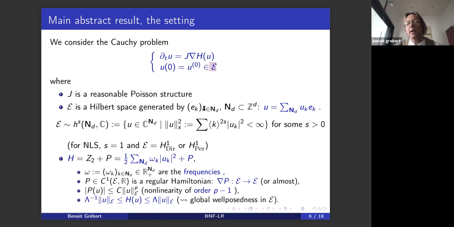Hilbert basis e_k, where k is in some index set N_d. This set is a subset of Z^d. d typically is the dimension of the PDE. So we will essentially have d equal 1 and N_d equal Z. But in general, you can consider this case. And so you have a decomposition of your solution in modes. So e_k are the modes of your equation, and u_k are the coefficients associated to these modes, to this decomposition.